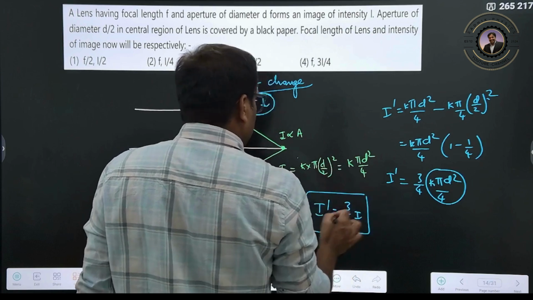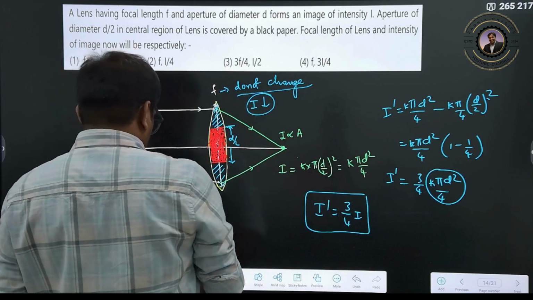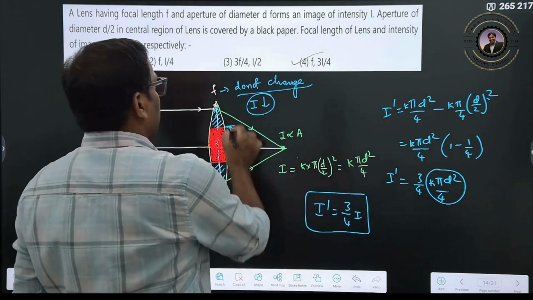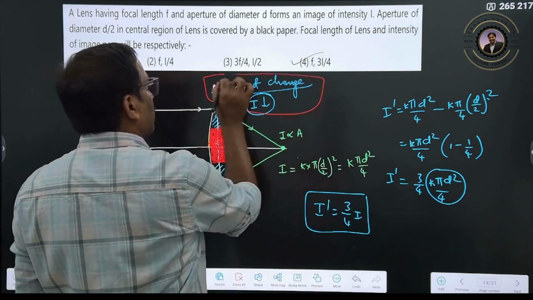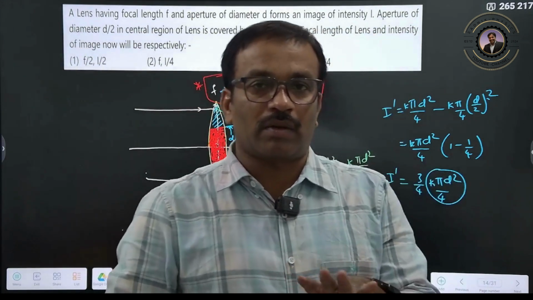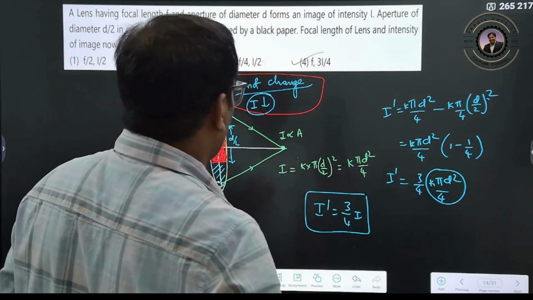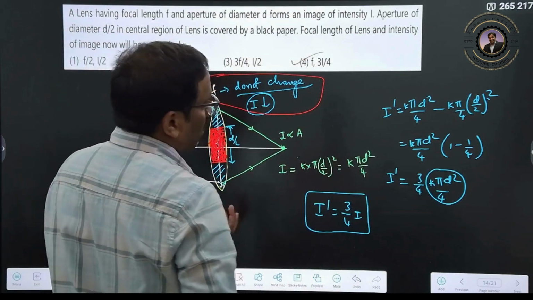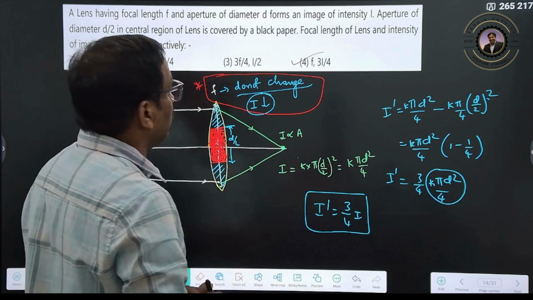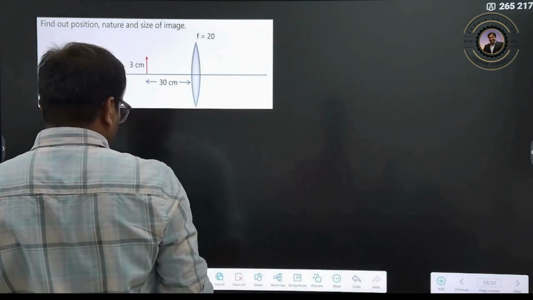Therefore the intensity of the image will be like a 3 by 4 I. So what should be the option? So this should be your option. But the learning thing is this only, the most important learning. If you cover some part of the lens with black paper, the focal length will not change, only the intensity of the image is going to change. So this is one important concept you need to learn, clear? Now let us go for one more question, clear?